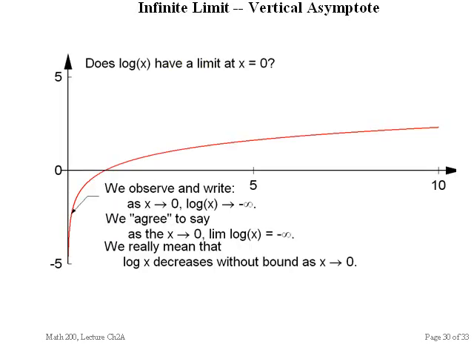If we look at the log function, we ask, does it have a limit as x approaches 0? Well, we observe, and of course we can write with no problem, that as x approaches 0, the log of x approaches negative infinity. Then we agree to say that as x approaches 0, the limit of the log of x equals negative infinity. What we really mean is that the log of x decreases without bound as x approaches 0. In this case, x equals 0 is a vertical asymptote of the log function.